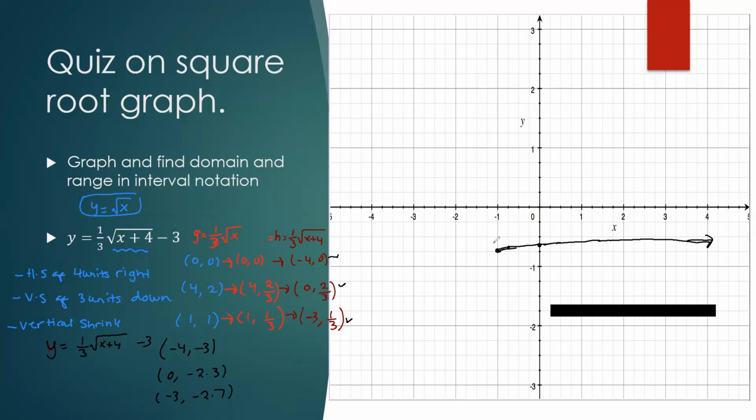Okay, so based on this graph, what can you determine? Our domain first. It looks like our smallest x value is at negative 4, remember we're going in increments of 1. We include it, so it's bracket negative 4, comma infinity. What about our range? What is our smallest y value? My smallest y value is at negative 3, because this is your starting point, your vertex. So you include it, and it'd be bracket negative 3, comma infinity, because it slowly increases, and then parentheses.